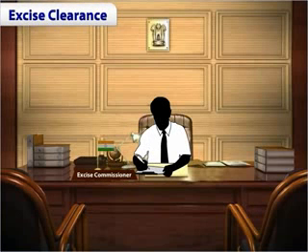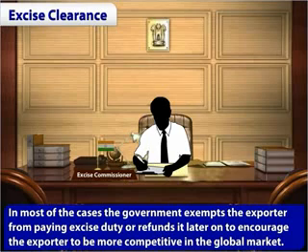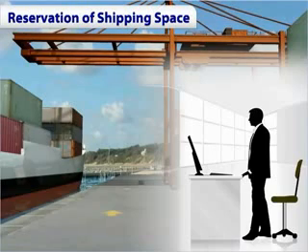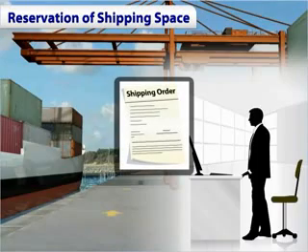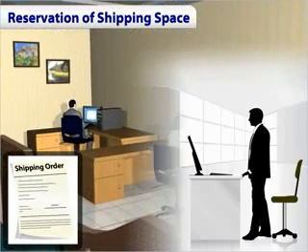Excise clearance. The exporter has to take excise clearance from the Excise Commissioner. In most of the cases, the government exempts the exporter from paying excise duty, or if paid, it is refunded later on. The idea is to encourage the exporter to be more competitive in the global market. Reservation of shipping space. Now, the exporting firm has to reserve shipping space and obtain shipping order from the shipping company.